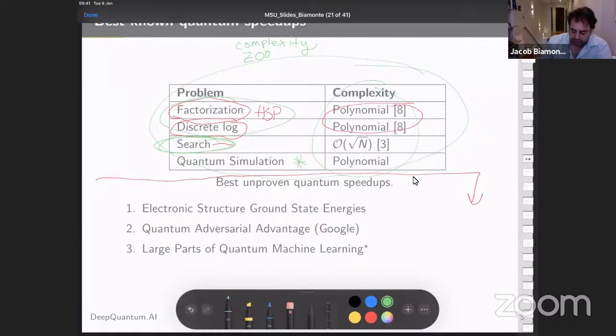Okay, and so of course we have quantum adversarial advantage, which we discussed a little bit at the recent skiing. We went skiing, right as coronavirus was starting. That was like the last thing I remember doing before they locked me inside my house. And large parts of quantum machine learning are also not anticipated to give exponential speedups.